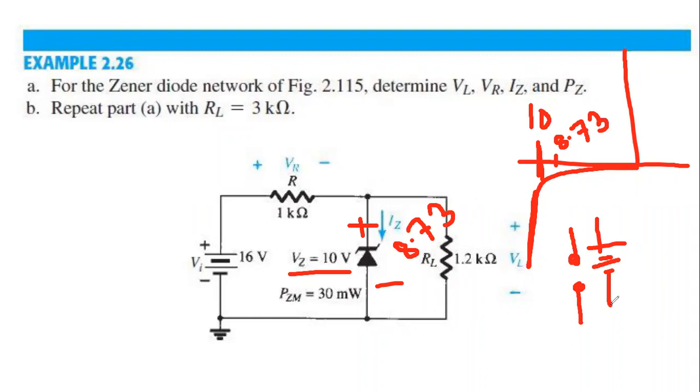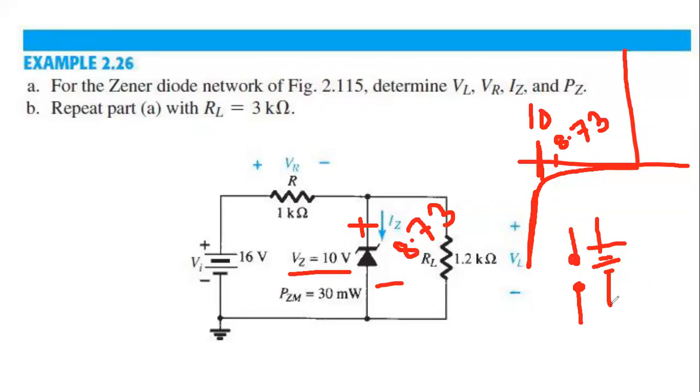But has it entered the Zener region or not? We need to find that. We calculated the voltage across RL. Why did we calculate the voltage across RL? Because RL and the Zener diode are in parallel, and we all know that in parallel branches the voltage is the same, exactly the same. So 8.73 is also applied across the Zener diode.